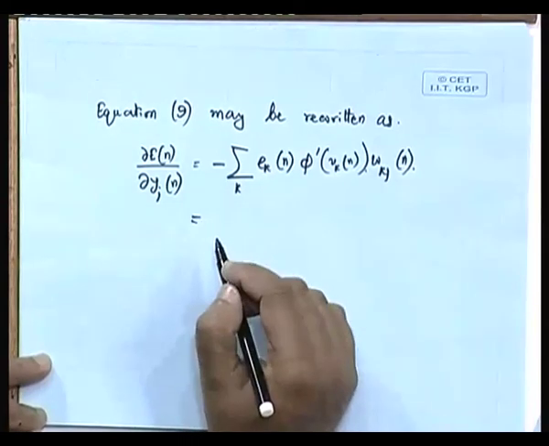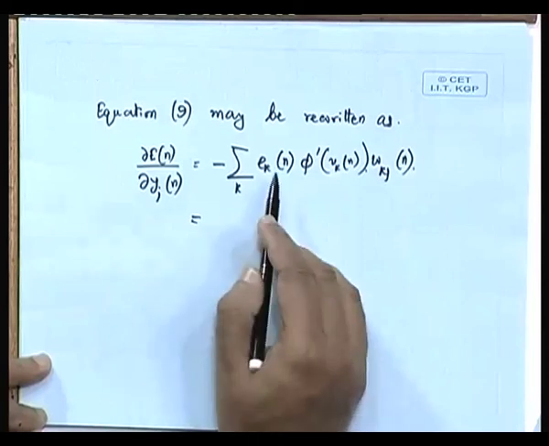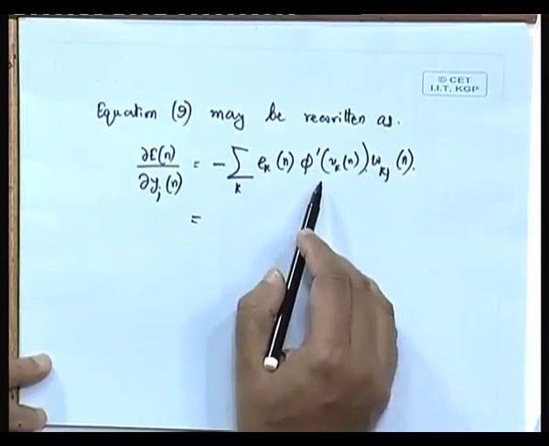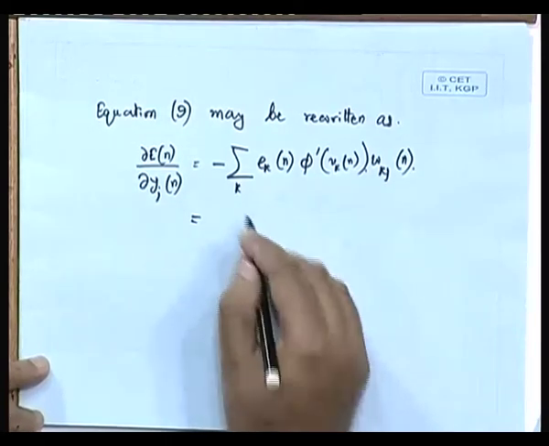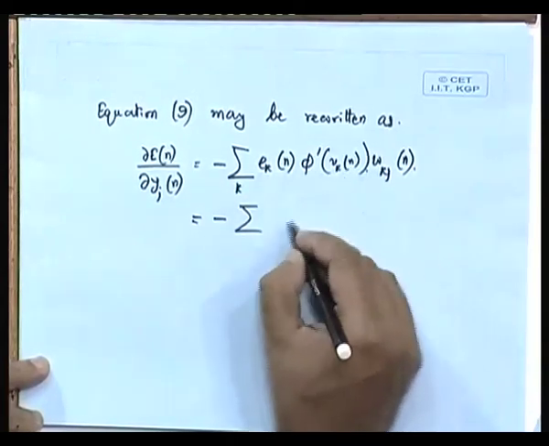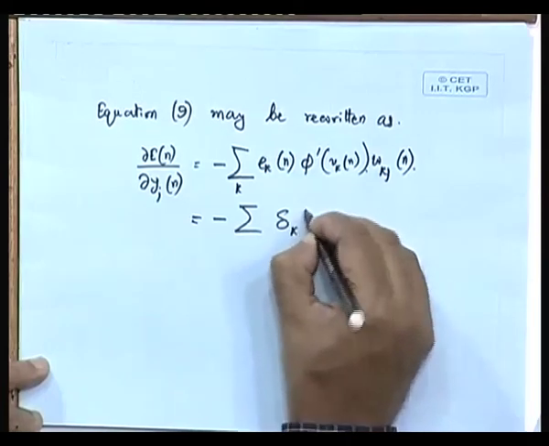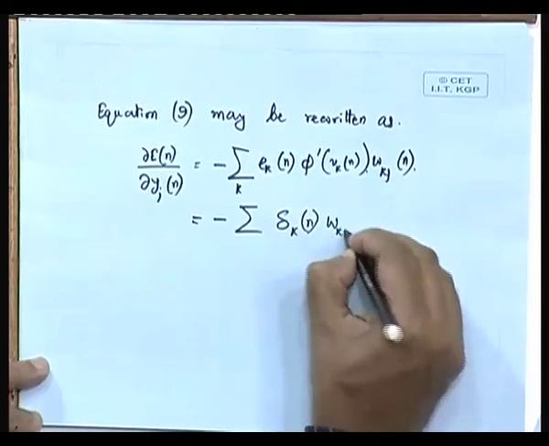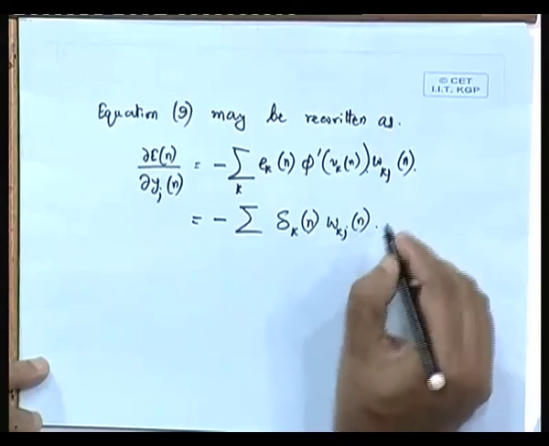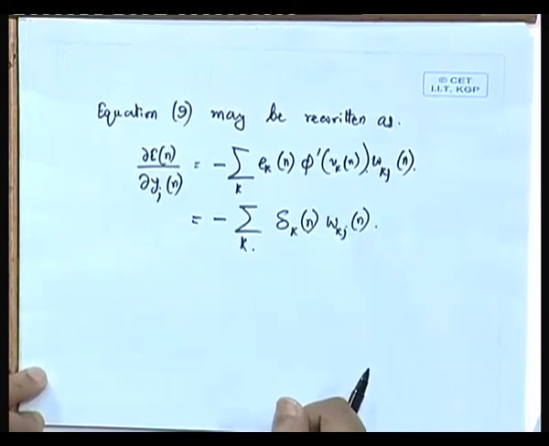Just tell me what this is, minus of Ek phi dash Vkn. This Ek phi dash term is equal to delta k. So this is equal to minus of delta kn times Wkjn, and I have to sum it up over k. Okay, so this is interesting.